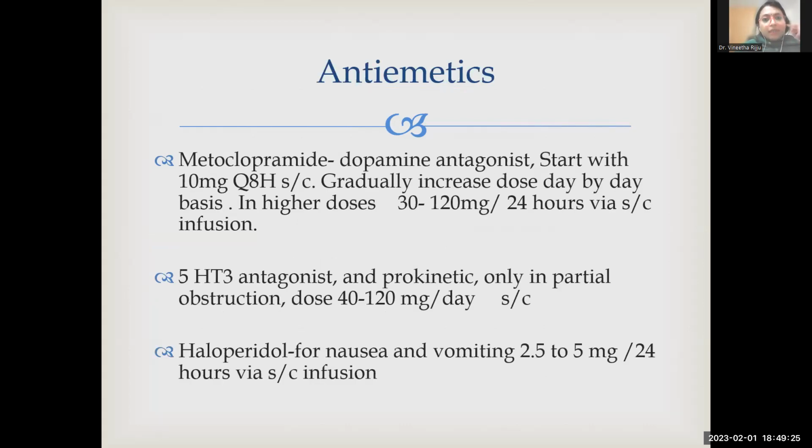So metoclopramide, a dopamine antagonist, start with 10 milligram, 8 hourly, gradually increasing the dose day by day. Higher doses can be given as subcutaneous infusions. Again, we can try other antiemetics like 5-HT3 antagonists and prokinetics, only in partial obstruction. Now, haloperidol can be given for nausea and vomiting, 2.5 to 5 milligram over 24 hours as a subcutaneous infusion.